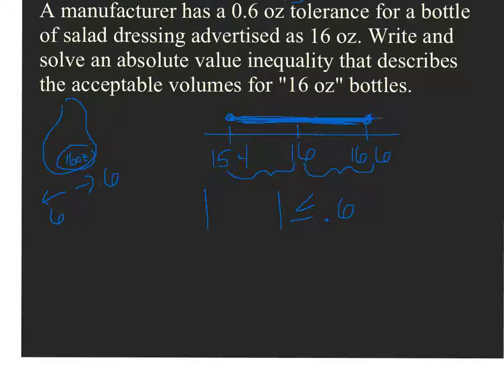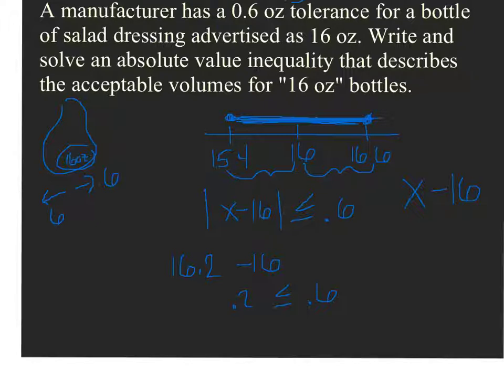Now the distance of what? And when we're looking at that, we're saying, well, the actual bottle is X because we don't know what that is. And if we take and subtract 16 from it, remember 16 is that magic number, we're either going to be above 16 or we're going to be below 16. And we're saying that that's okay to be within 0.6 or at 0.6. For example, let's say that the bottle was 16.2 ounces. That means if I take away 16 from that, I'm going to get 0.2. Now that's okay because that is less than or equal to 0.6.